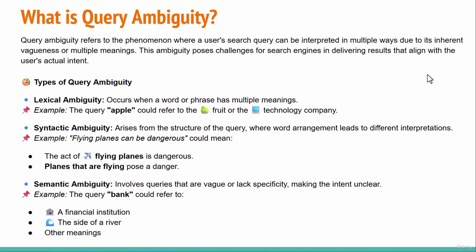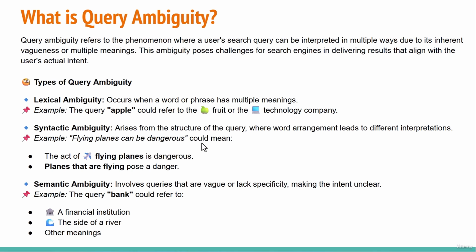And next comes syntactic ambiguity. This is based on the query structure, where the arrangement of words can be interpreted in different ways. For example, "flying planes can be dangerous." Now, this can have multiple meanings. One meaning could be that flying the planes is a dangerous task. Another is that the planes currently flying in the air pose a danger. Thus, it can have multiple meanings.